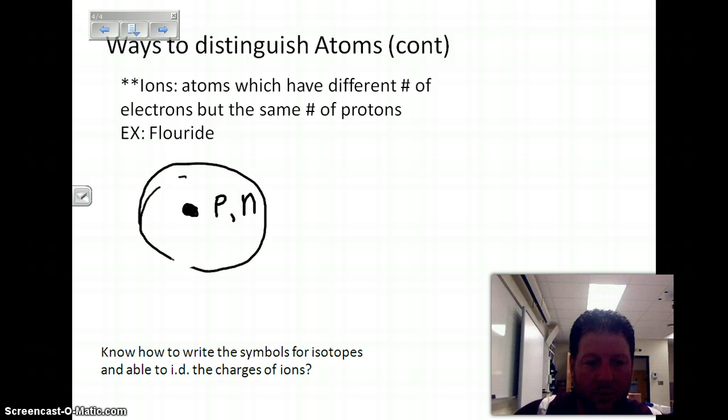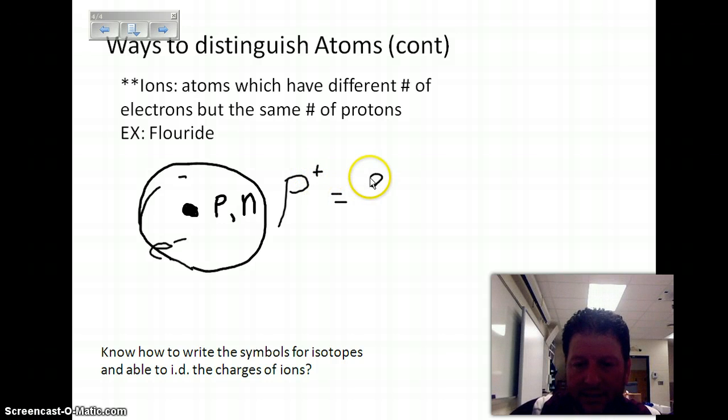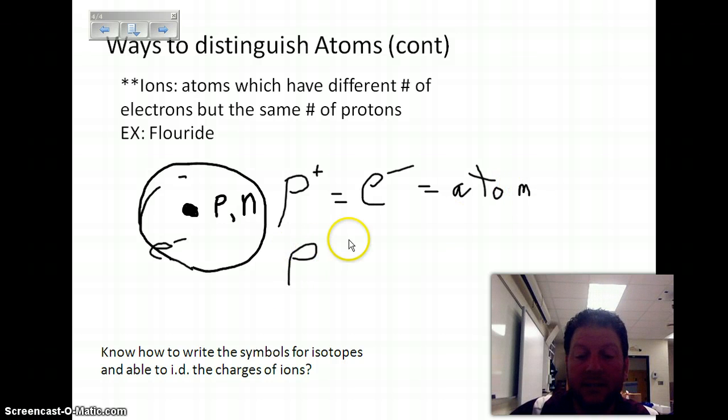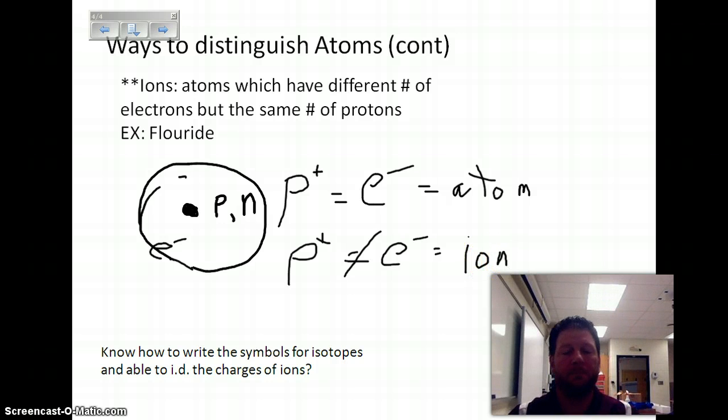It is an atom. So we have our electrons flying around outside here. So when the positives, those are the protons, equal the electrons, that is called an atom. When the positives do not equal the electrons, we call those ions. So, isotopes and ions, two different comparisons, two different ways to distinguish.